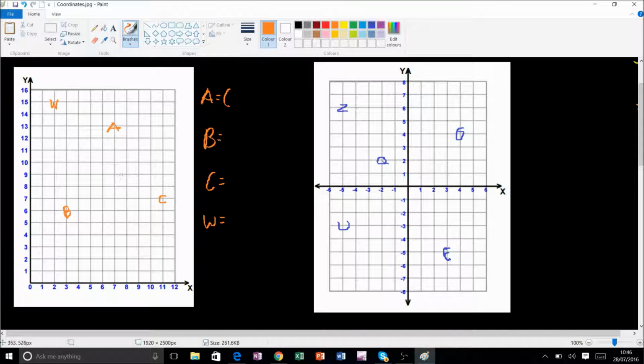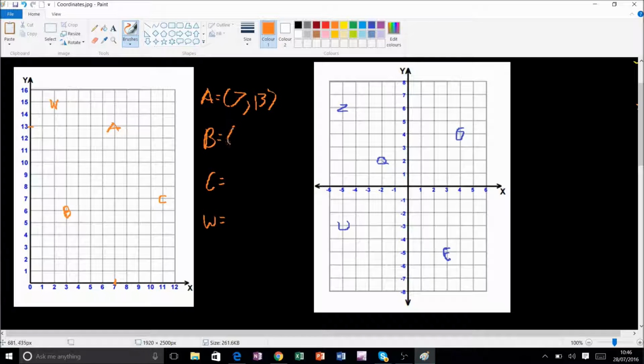So how much do we need to go across in order to get to the horizontal distance of the A? So let's see, we go here, well, 7. Okay, so our x coordinate for A is going to be 7, and what is our y coordinate going to be? How high does the A go? It goes up to 13. Okay, so our coordinates are going to be 7 and 13 for A.